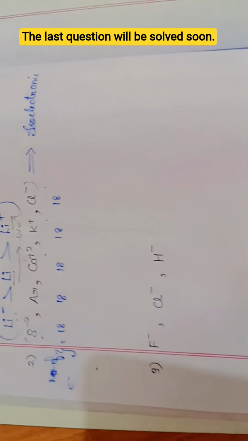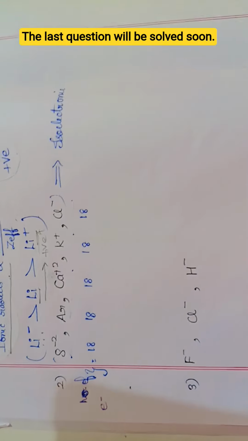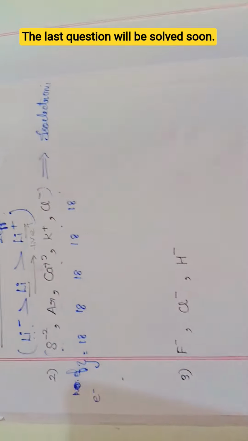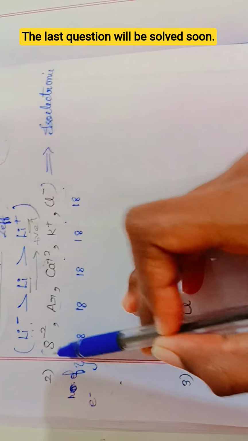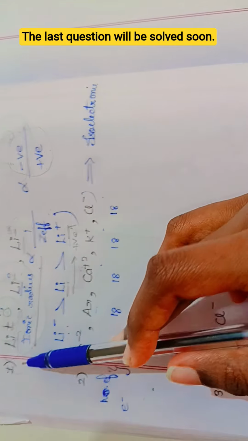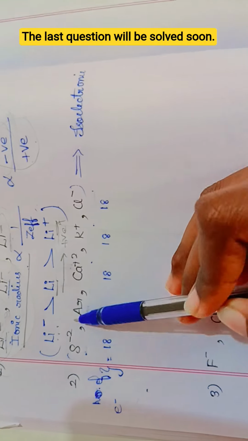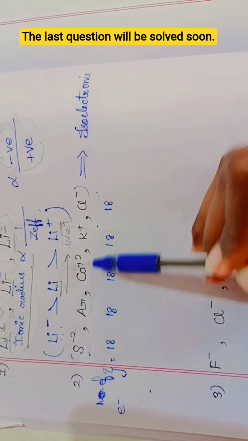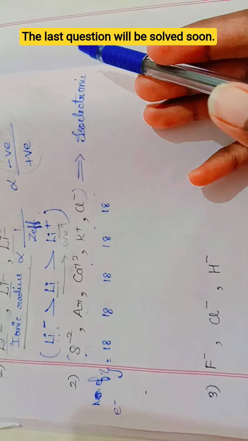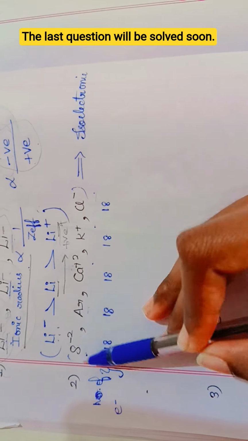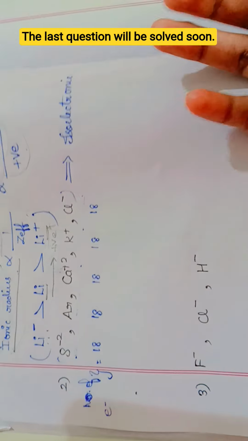This is one of the simple questions. Starting with the second one, the difference between the first one and the second one is that the second one contains elements of different types. They are not the same type: sulfur, argon, calcium, potassium and chlorine.